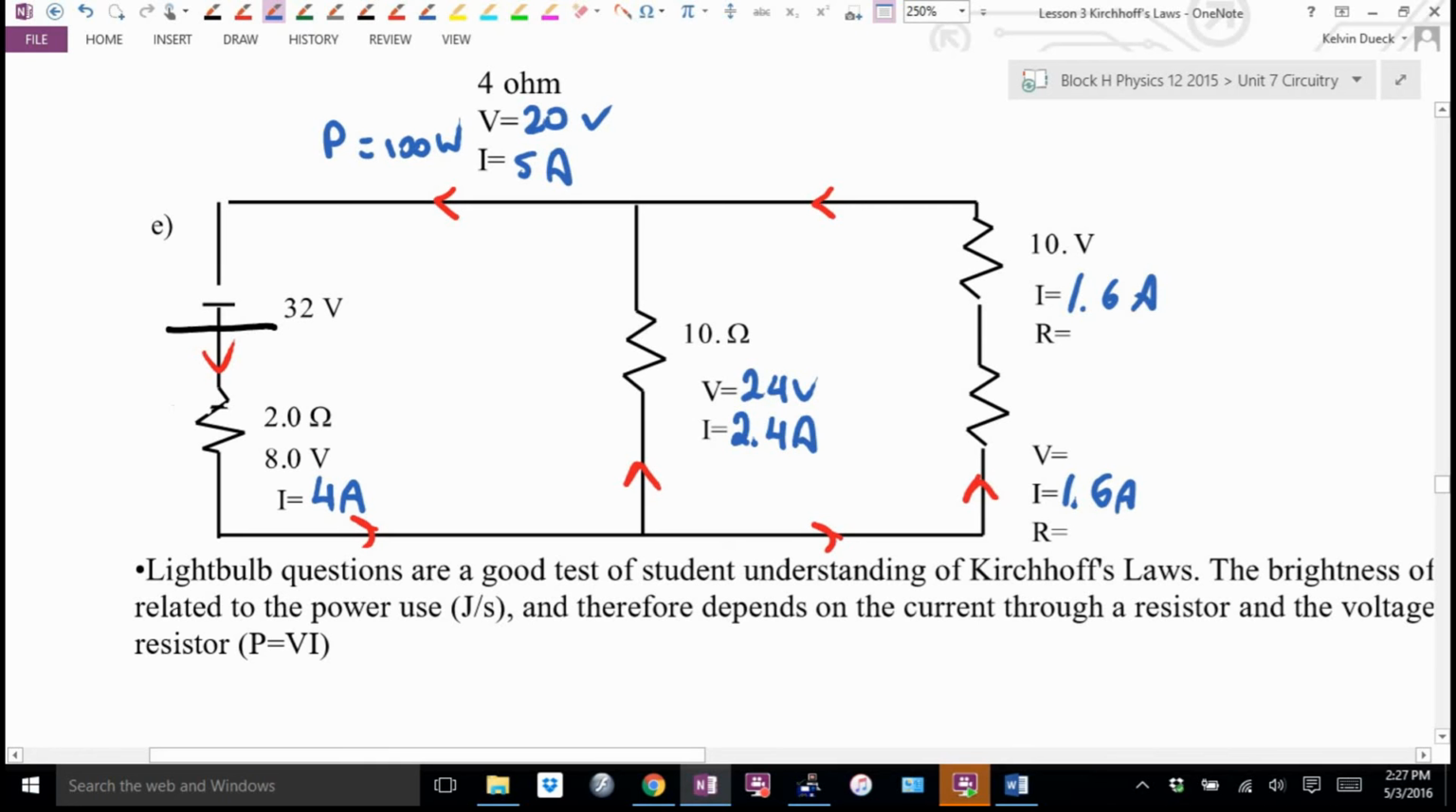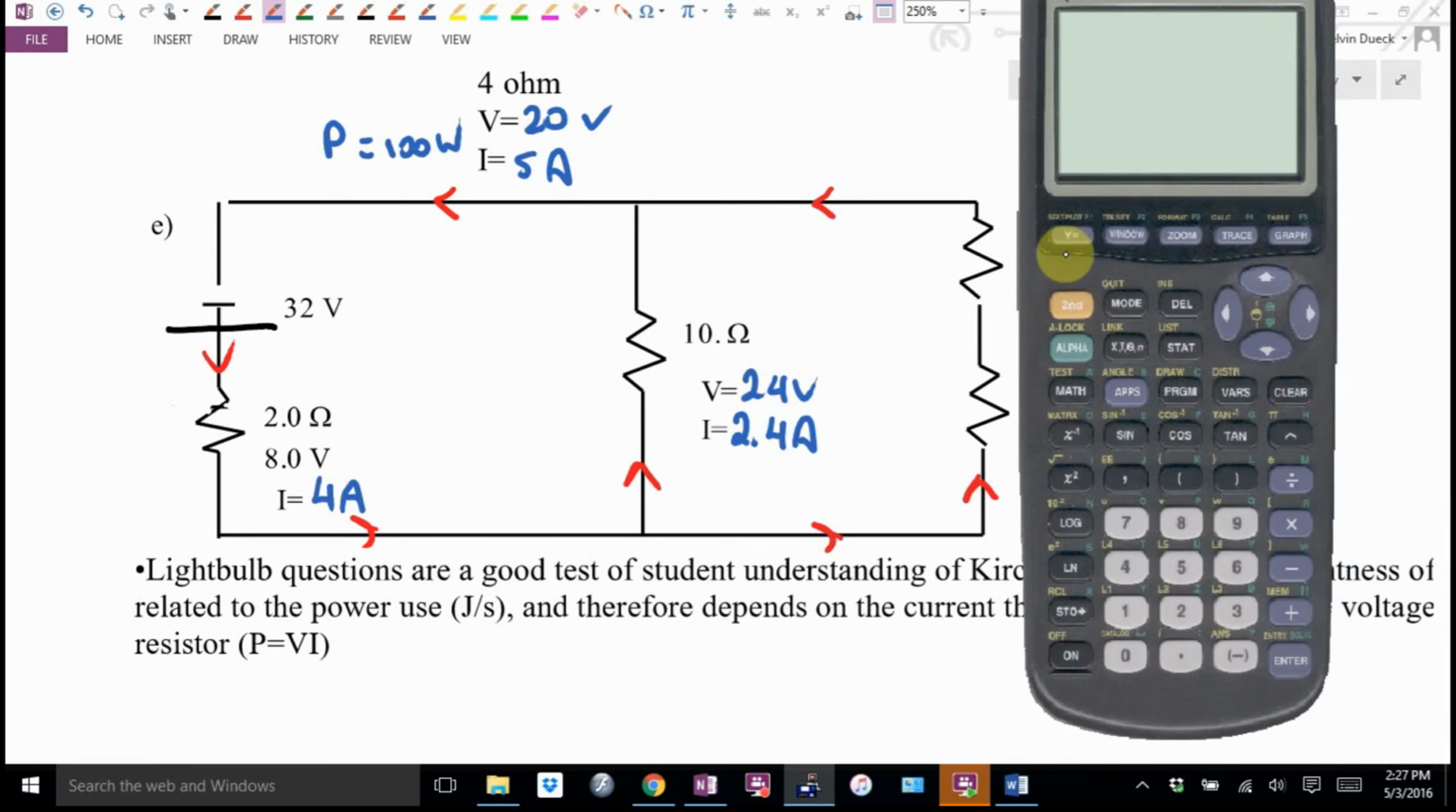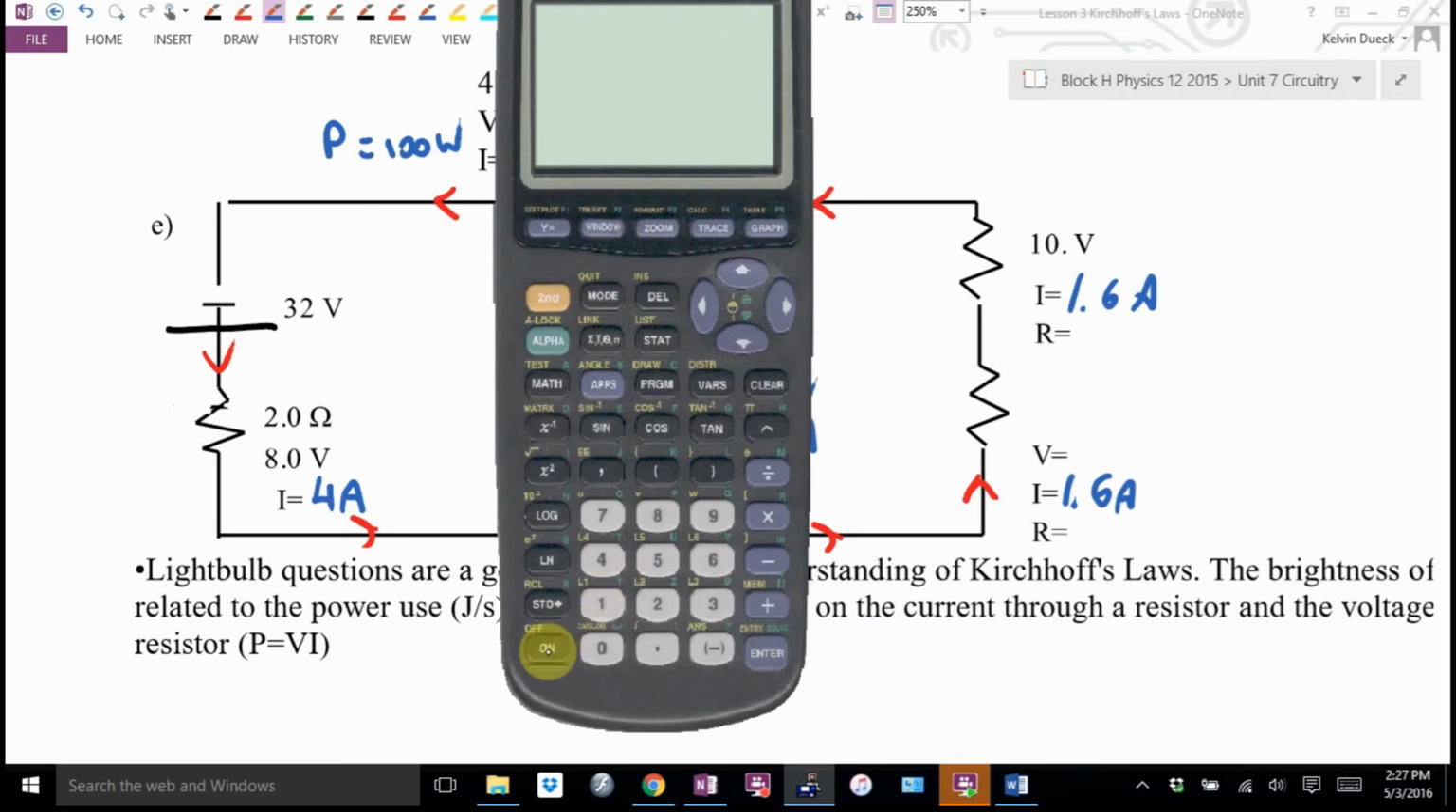But why is that so nice? Because, in that upper resistor, I know 2 things. You know what that means. I know 4 things. So what's the resistance here? This one I'll let you use a calculator for, 10 divided by 1.6. 6.25.